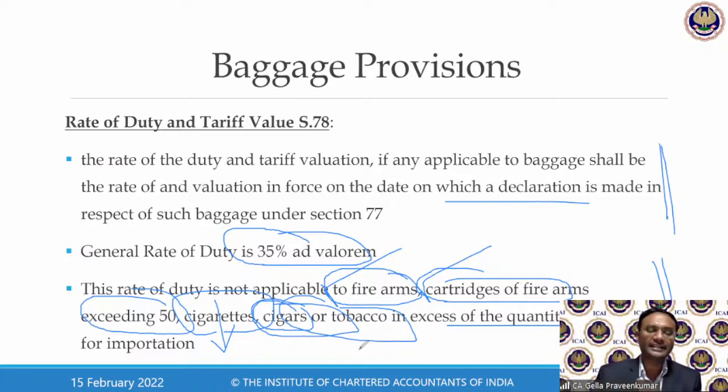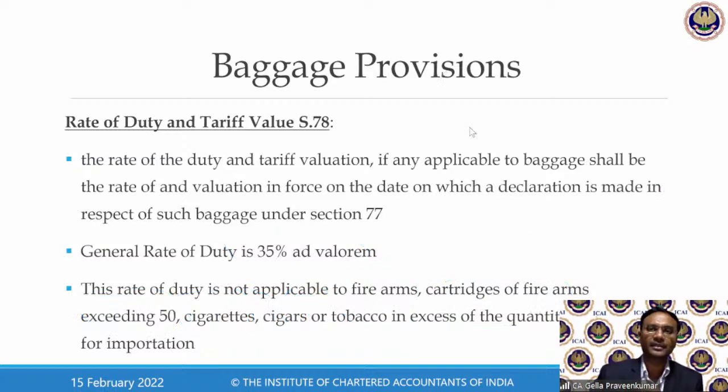So, for these cases, my customs duty is not 35%. My customs duty will be 100% ad valorem. So, for this particular purpose, we have to study your baggage provisions. Moving further.